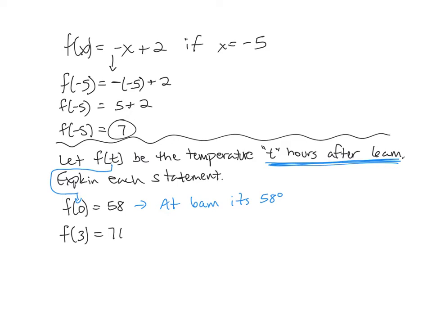Okay, so here's a potential tricky part. So now I have f of 3. So instead of t, I have a 3. Now remember, that does not mean 3 o'clock. The t represents hours after 6 a.m. So this one is saying at 9 a.m., so 3 hours after 6, it's 71 degrees.